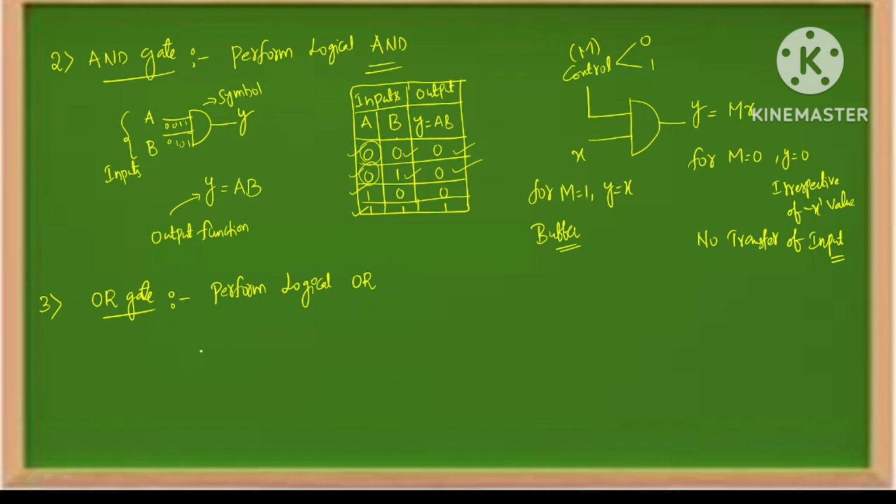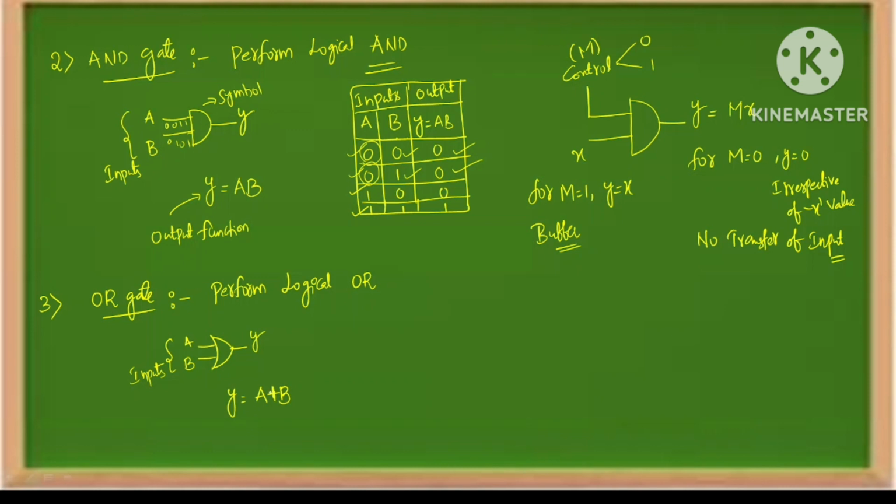Let me show the symbol for a two input OR gate. I am considering this as an OR gate which has two inputs, A and B. These two are the inputs, and the output of this OR gate I am assuming as y. So the output function y is equal to A plus B. Why is it A plus B?